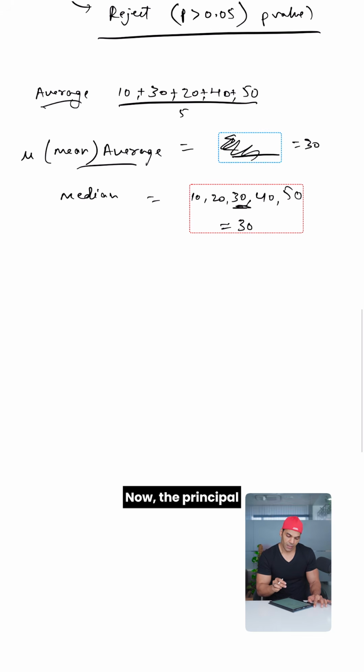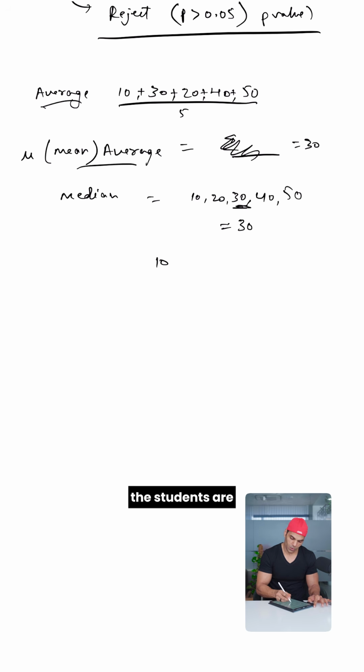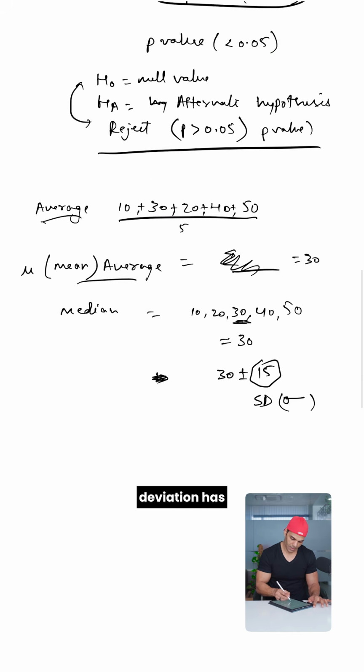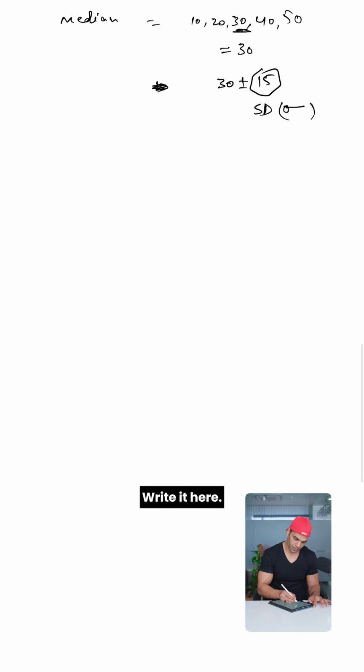Now the principal will say, hey, the average value is 30, but how many students are centered around 30, right? So the teacher will say that the students are getting an average of 30 plus minus 15. So in this case, 15 becomes what we call the standard deviation. Okay, so standard deviation has a formula which I'm going to write here.